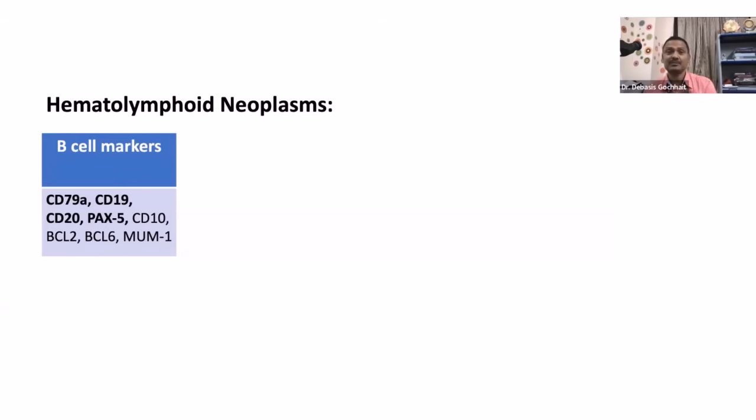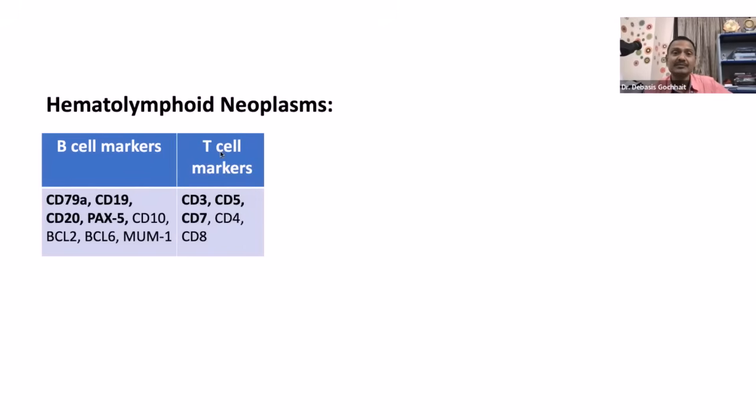Okay, just bear with me a few more minutes. This is a very important topic. So hematolymphoid. What are the important B cell markers that you have to remember from an MBBS or NEET point of view? 79A, 19, 20, PAX5. These four at least you must remember, which are B cell markers, and if they are positive, we can say that the tumor is a B cell tumor.